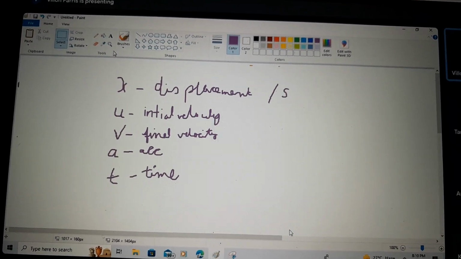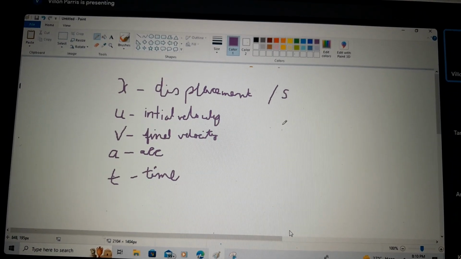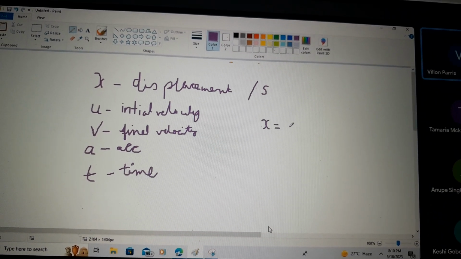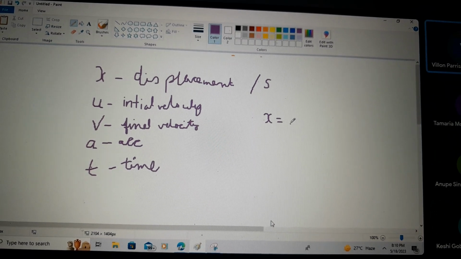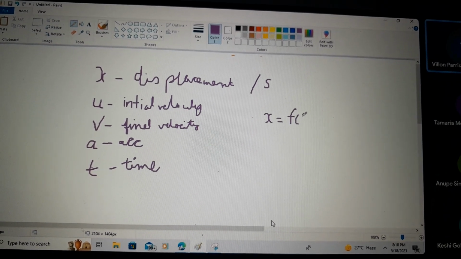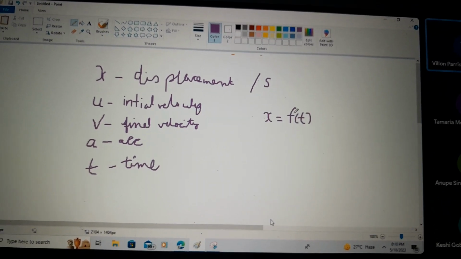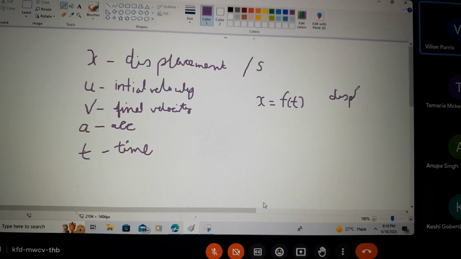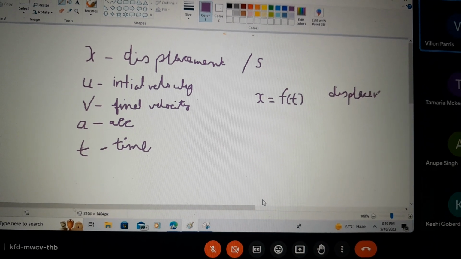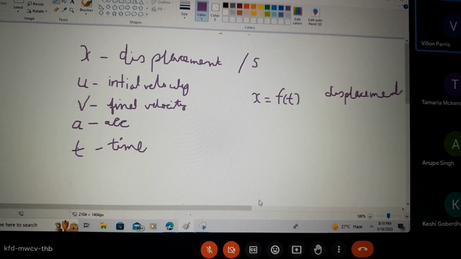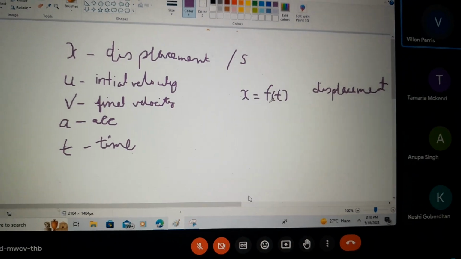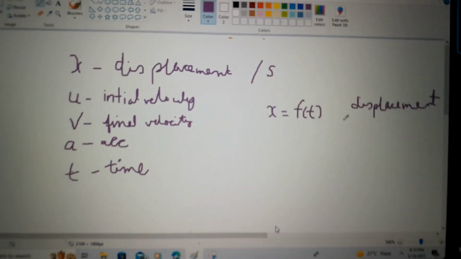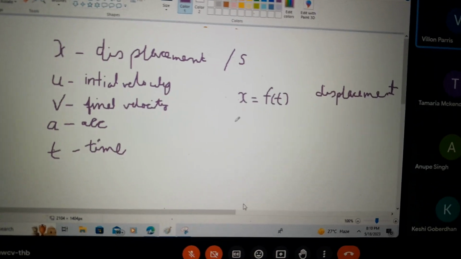So if you are given a formula that gives you the distance, let's say x is equal to a function of t, right? I need you to copy this, please. And this is the displacement. A function of t simply means when you get the value of t, you just put it in and you'll know the displacement or the distance moved.